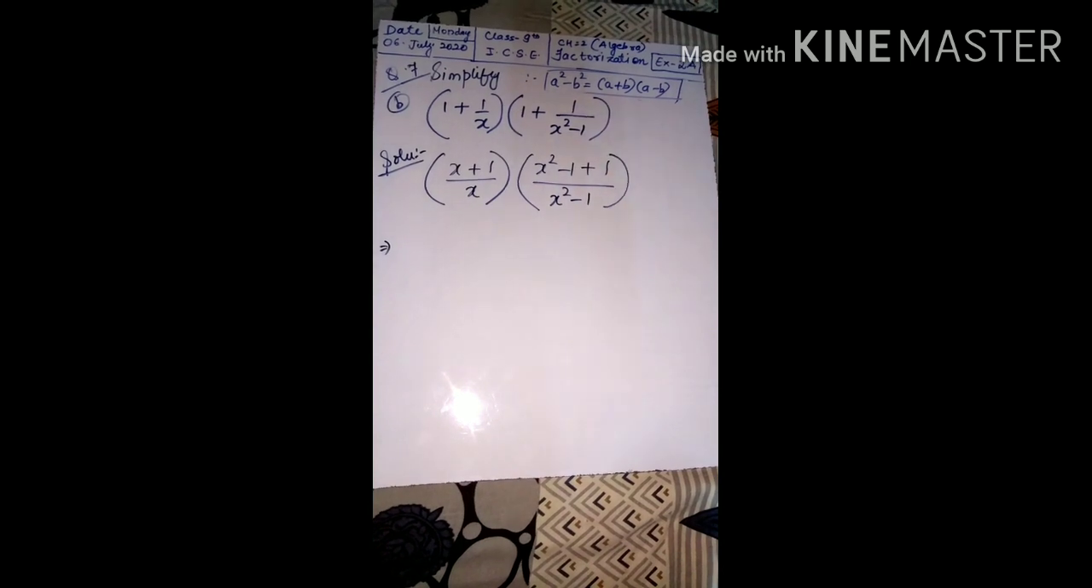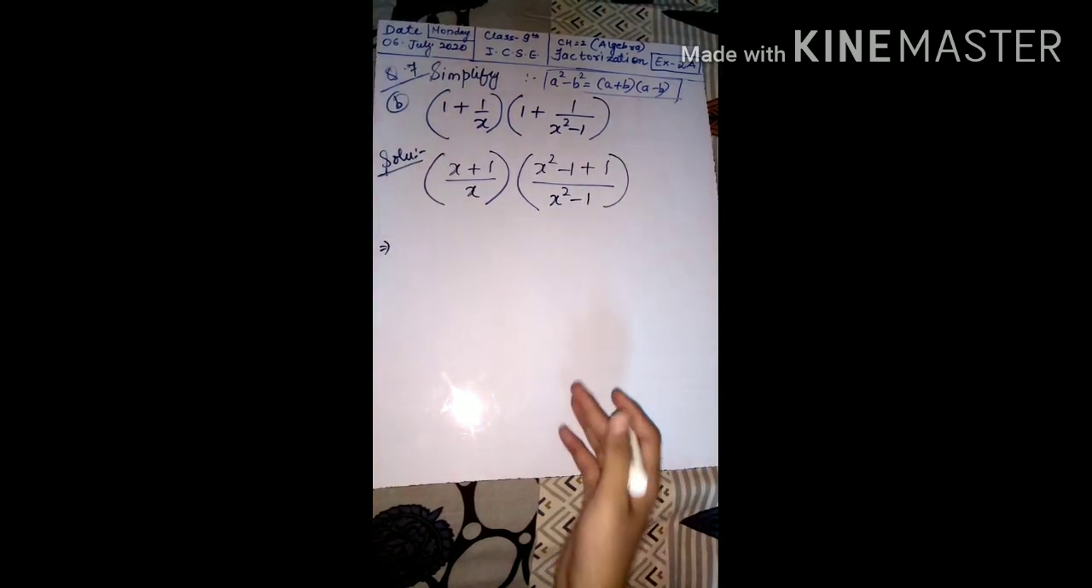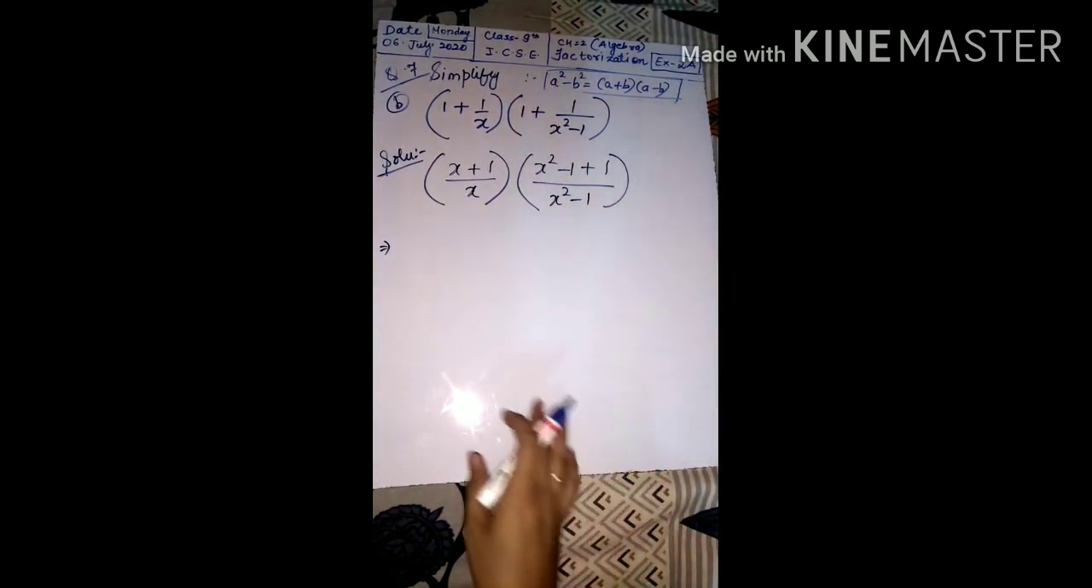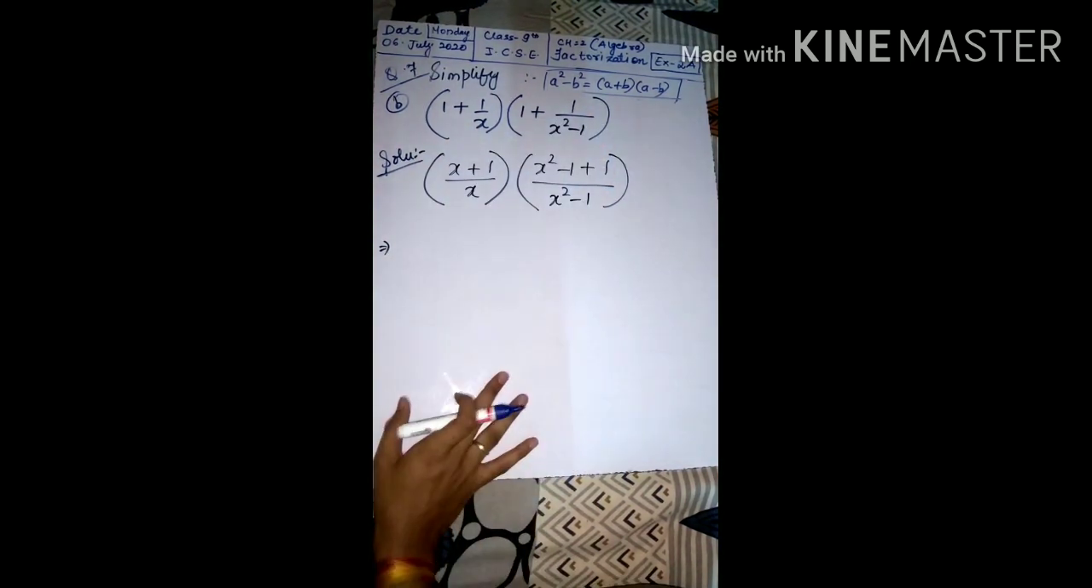Okay, let us come to the 7th question, which says simplify. We need to simplify. We don't need to use any identity in it, or if required we'll use it, but we have to just simplify. We don't need to factorize, I mean to say. So this is question B I'm doing.